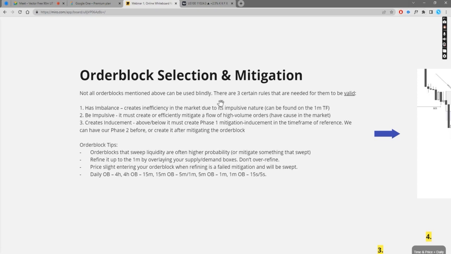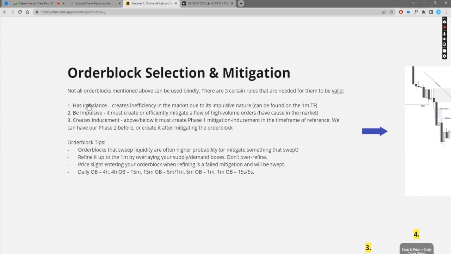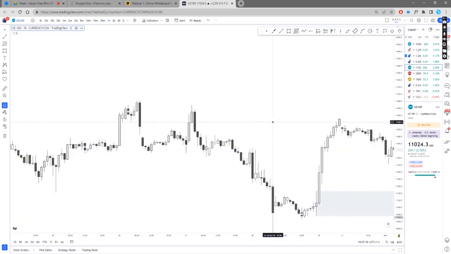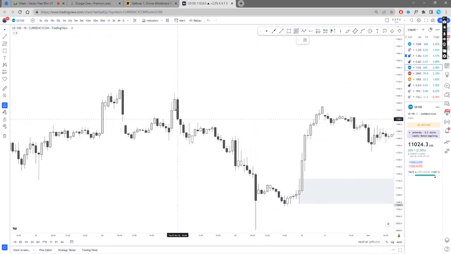As I said, not all order blocks can be used blindly, and there are three certain rules for them to be valid. One of them is that you have to have imbalance in your order block. That's inefficiency in the market due to its impulsive nature. So, for example, you probably know what imbalance is, but if we have an order block here, which is a good example, we have this gap, and that's our inefficiency.